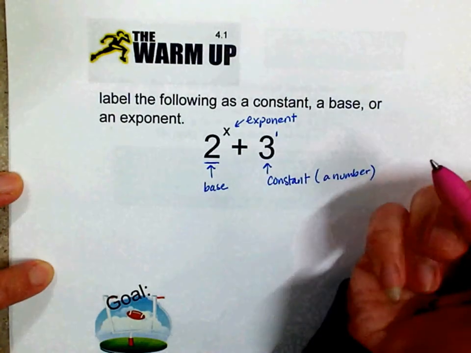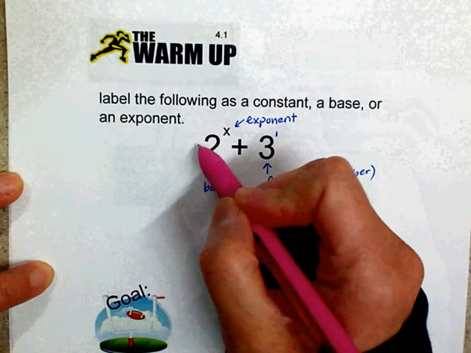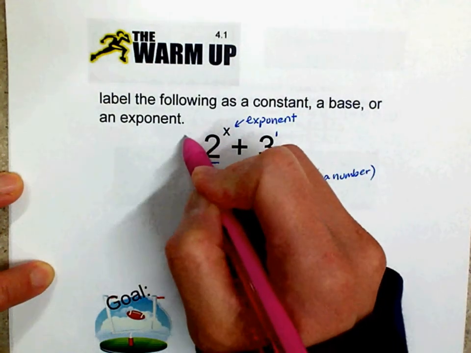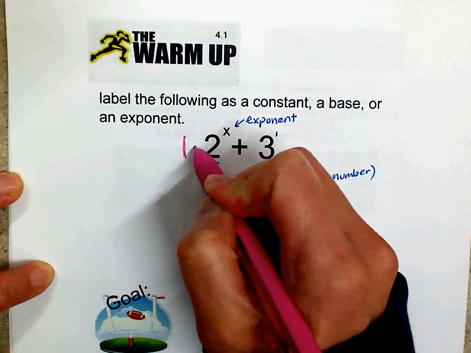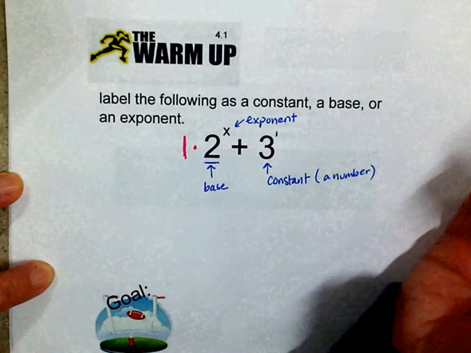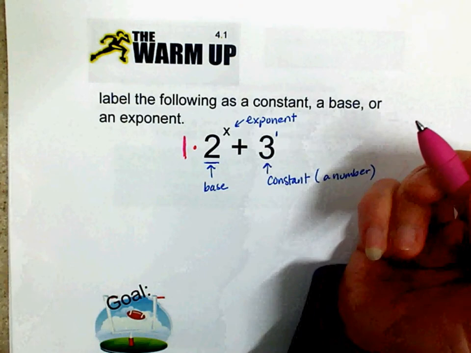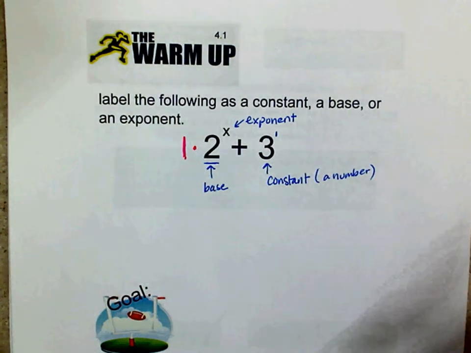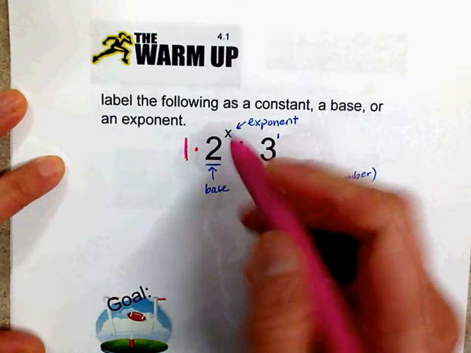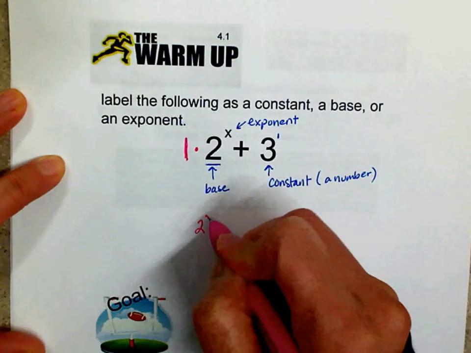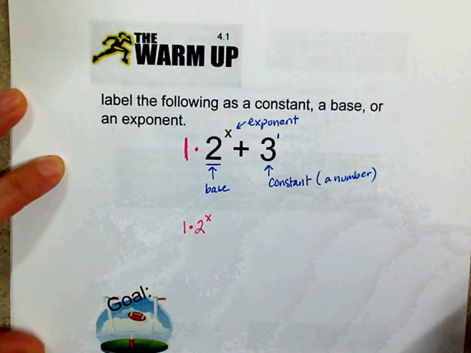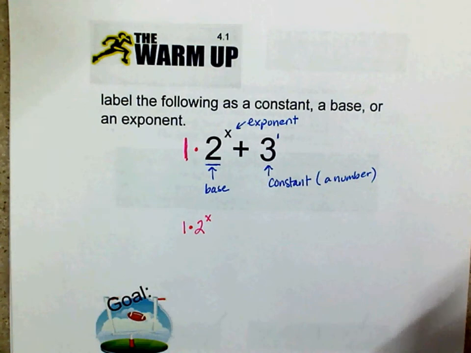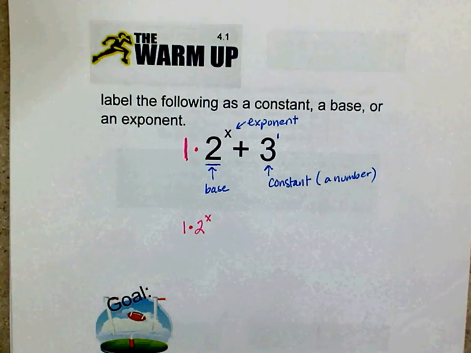Now I'm going to throw something in there. Do you see how there's not a number in front of it? If there's not a number in front of it, it's understood to be a 1. That would be your coefficient. You don't need to label that part, but just know that if you have something like 2 to the x, there's a number in front of it, and that's understood to be a 1. Make sure you understand that part, and there's your warm-up for 4.1.